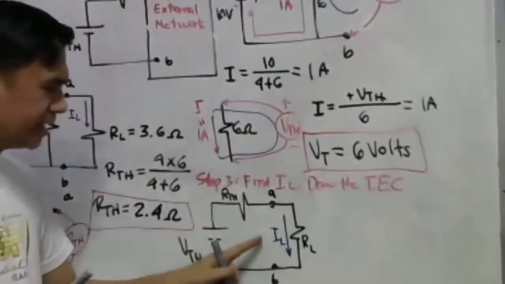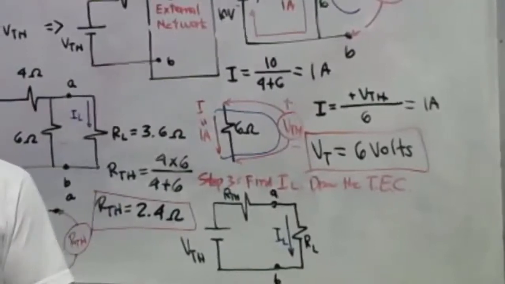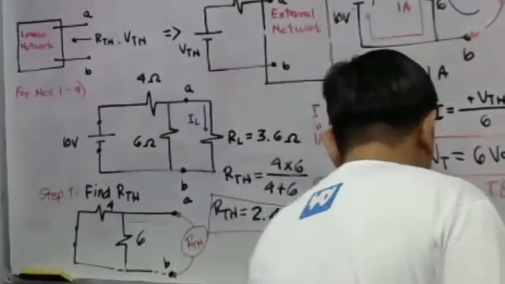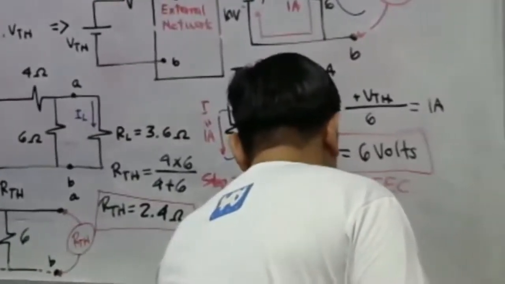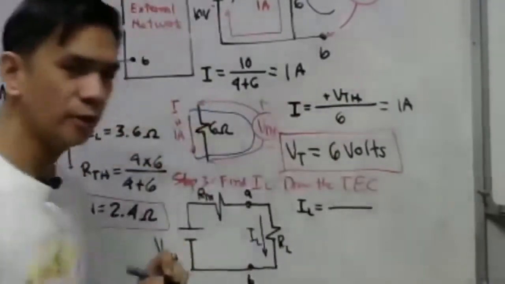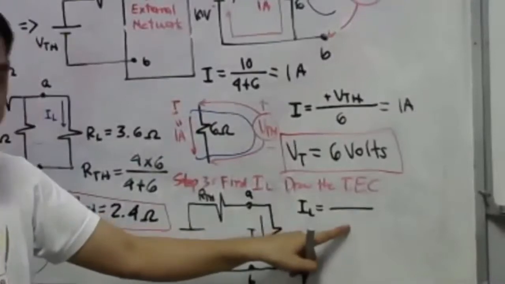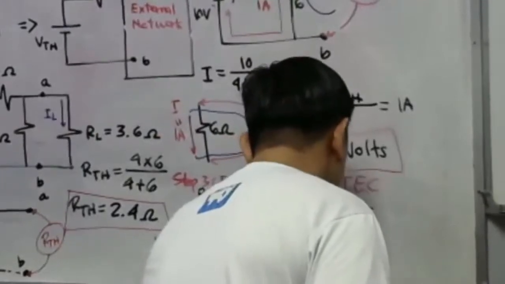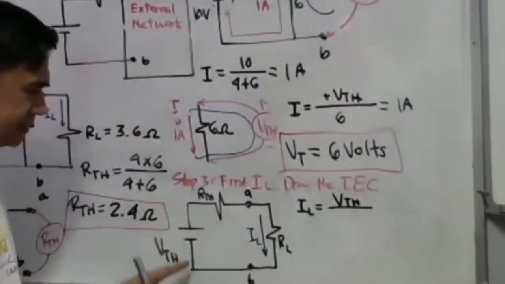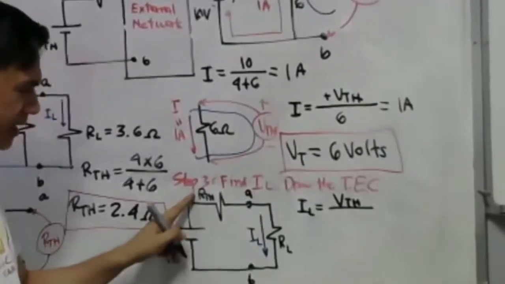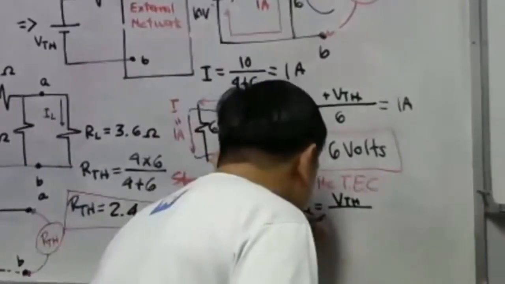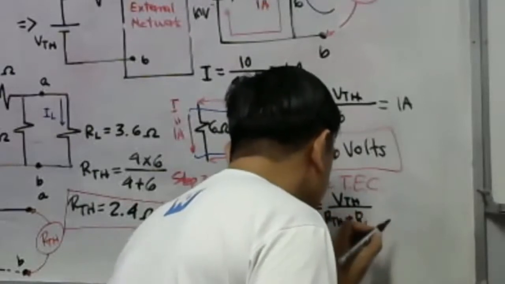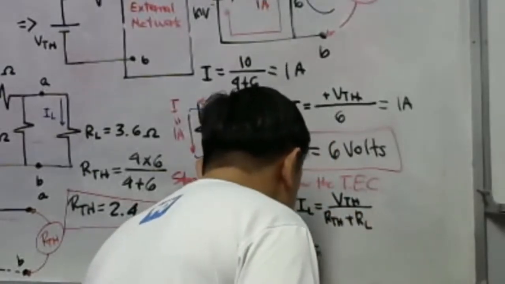Actually, finding current IL is just as simple as Ohm's law. Why, sir? Take a look. This is just a simple Ohm's law. The current IL is simply equal to, what is Ohm's law? The current is equal to the voltage over resistance. What is the voltage here? Our VTH, simply. What is the total resistance? You will see here that RTH will be in series with RL. So put here RTH plus RL. We just have to substitute the values to get IL.